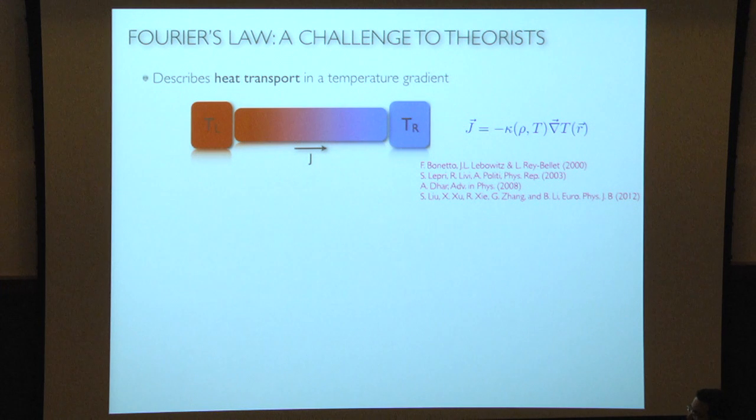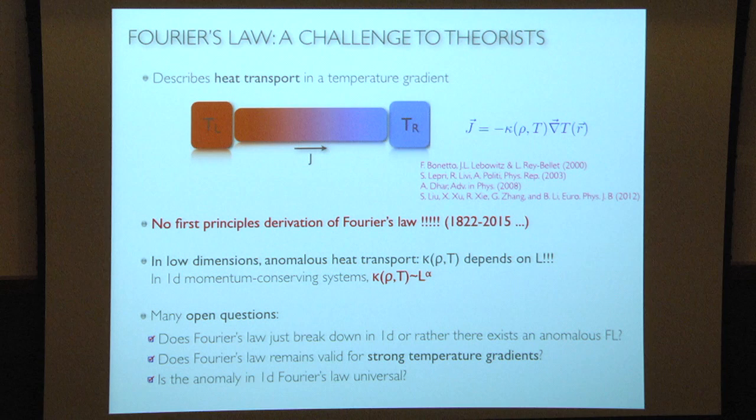There are many interesting reviews. Here you have some of them where you can find out a lot of things about Fourier law. This is already a pretty old problem. Fourier stated this law in 1822, and it's 2015, and though it's very well characterized at the macroscopic level and experimental level, to date we don't have a first principle microscopic Hamiltonian derivation of Fourier law. So it's an open problem. As it's put in a paper, Fourier law is a challenge to theorists.